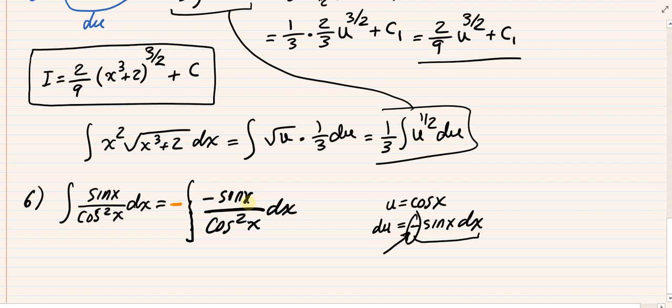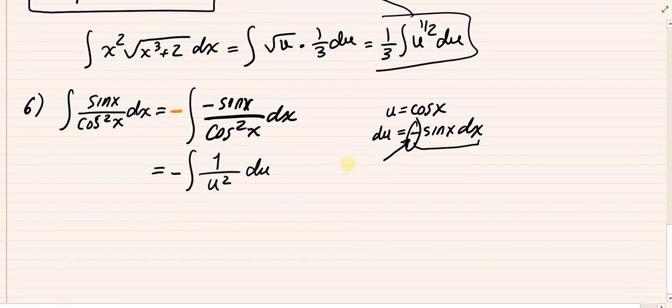Okay, now at this point I can replace the numerator, negative sine x dx, by du. So all of the numerator is just going to be du, and the denominator is our u substitution, which is u squared. So that's like negative 1 over u squared.